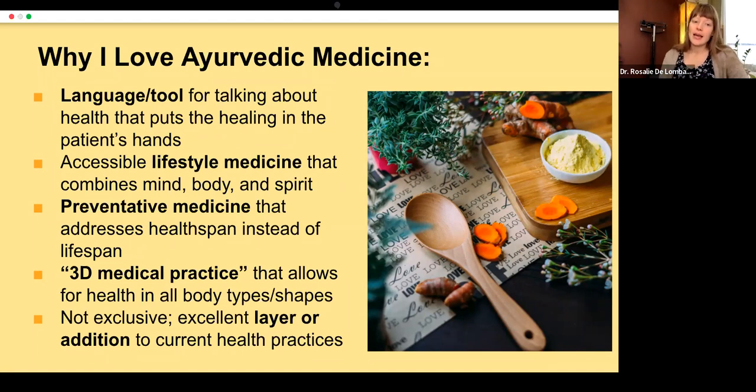And then lastly, it's not an exclusive medicine. We don't have to just do Ayurveda all day, every day. It's an excellent layer to just add on to your current health practices.